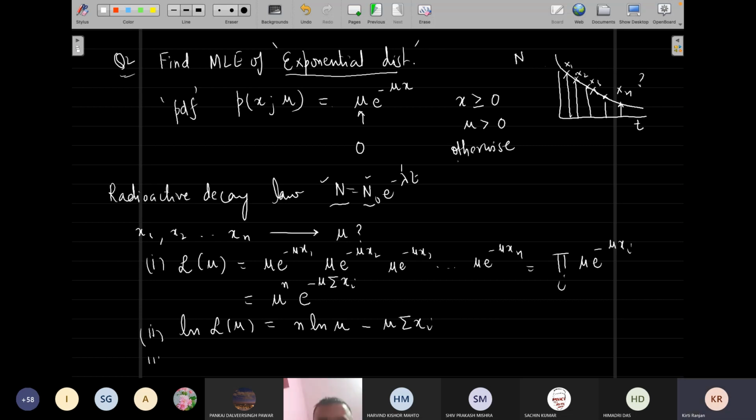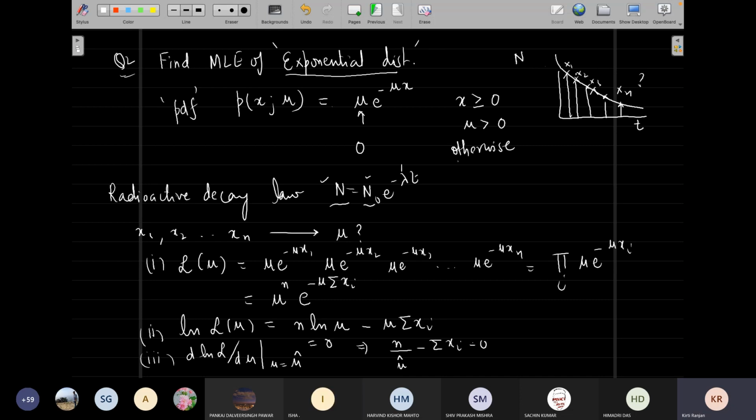Let's do the maximization. d log L over d mu, at mu equal to the estimate, equals 0. So what will this be? n over mu minus summation xi equals 0. And the result for mu will be n over summation xi.